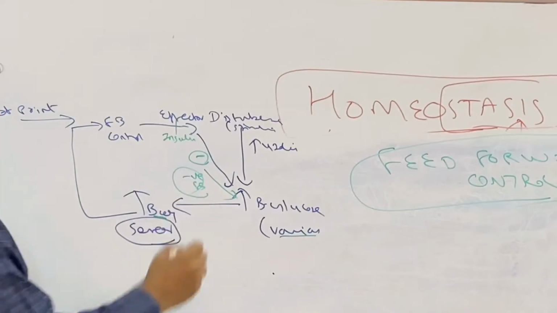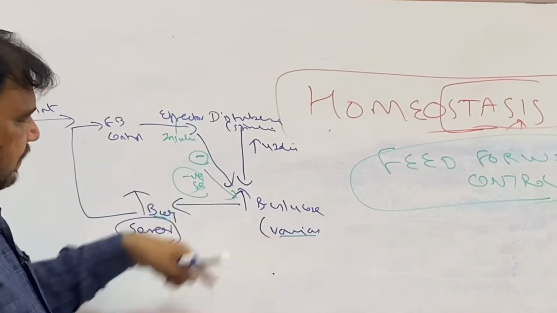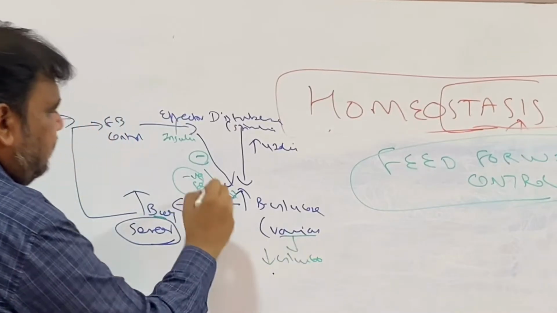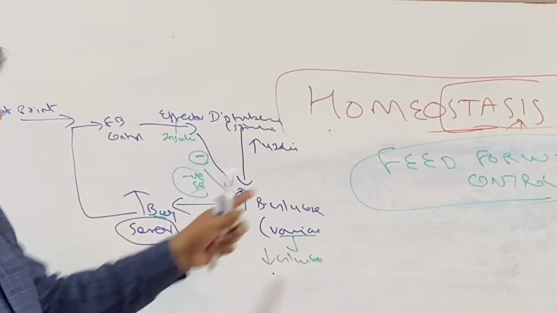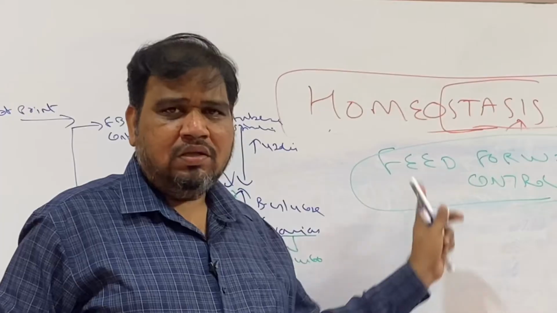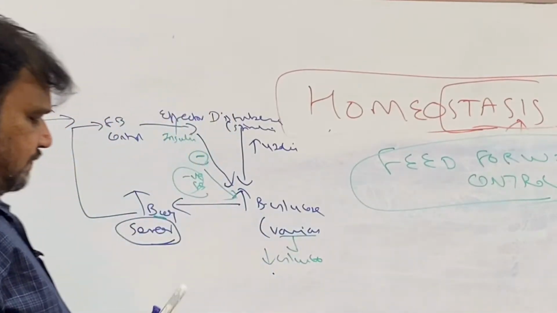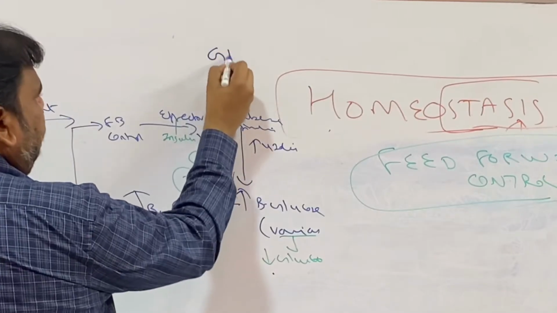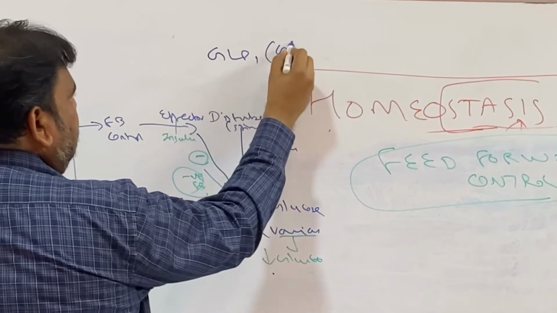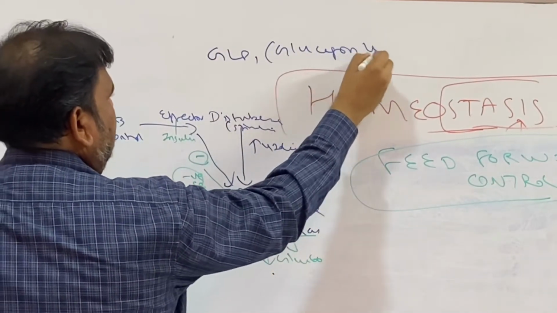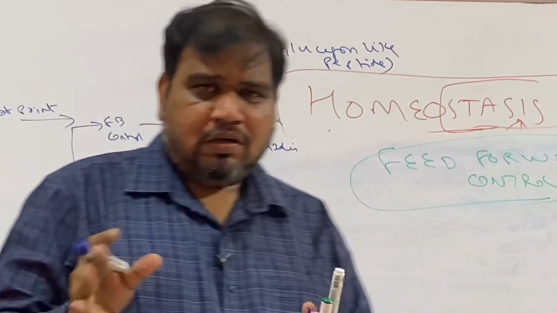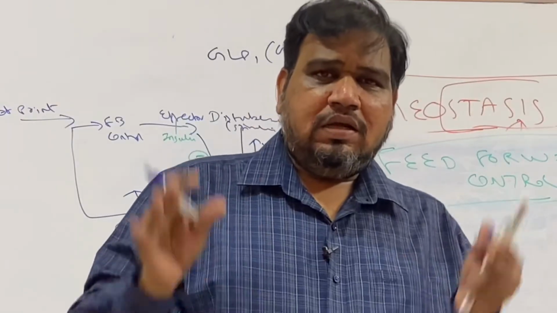This we already know. Increase in blood glucose coming back to normal is negative feedback, and this circuit we know. Now I am going to discuss in this video about feed forward control. Feed forward control is nothing but, for example, GLP-1, which is glucagon-like peptide.